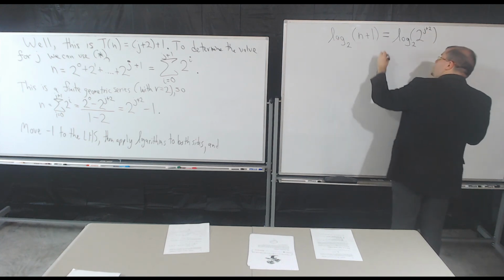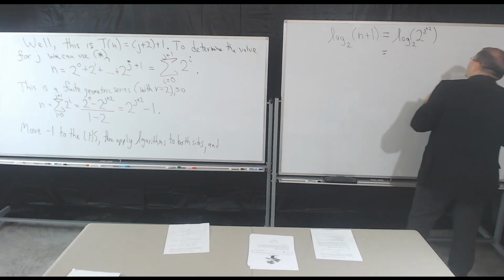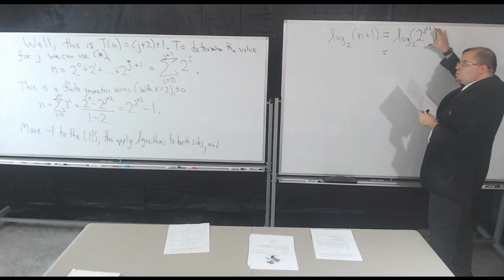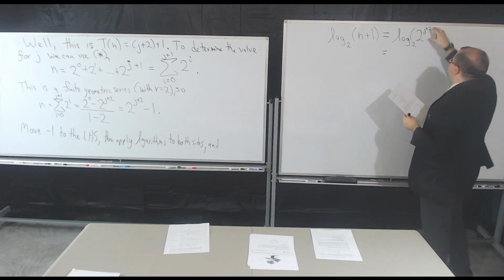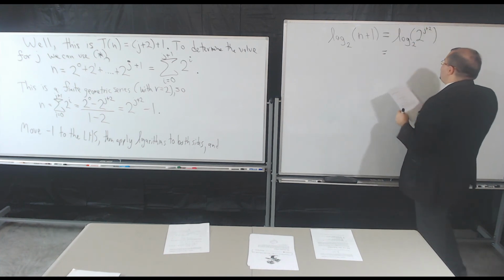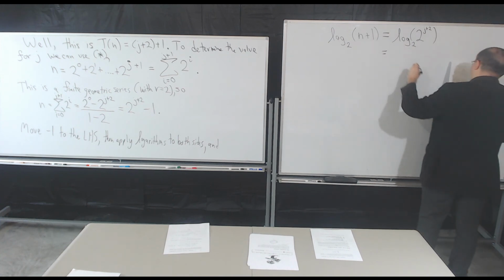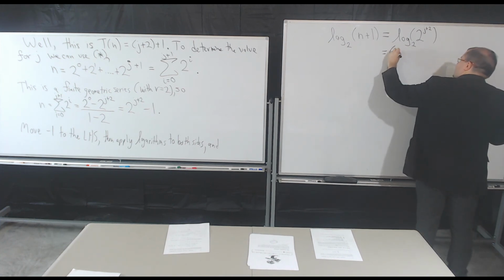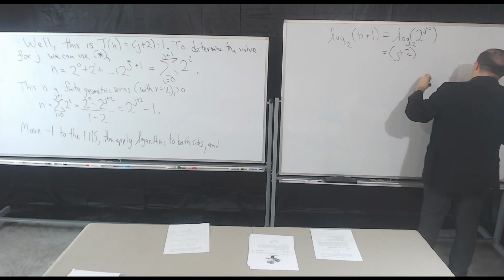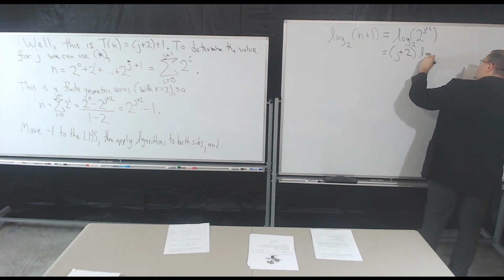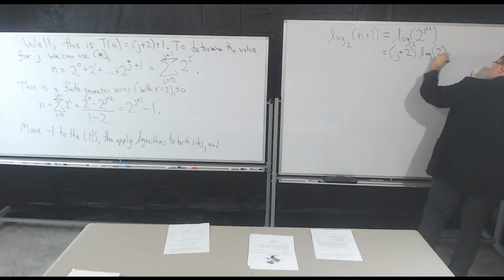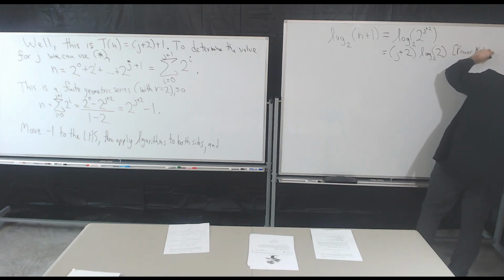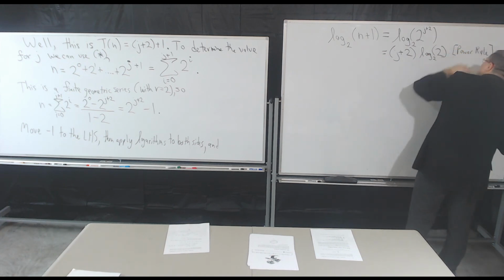Now, if you know your logarithm rules, you can apply the power rule of logarithms, and you can pull this exponent out front and multiply it. So I can take this and write this as j plus 2 times log base 2 of 2. So this is using a power rule. This is the power rule of logarithms that I'm using here. It's called the power rule.